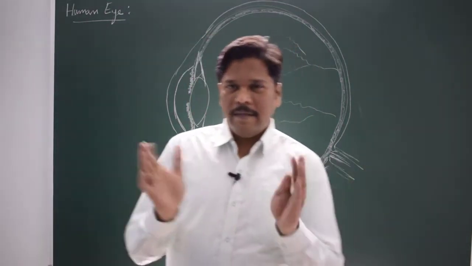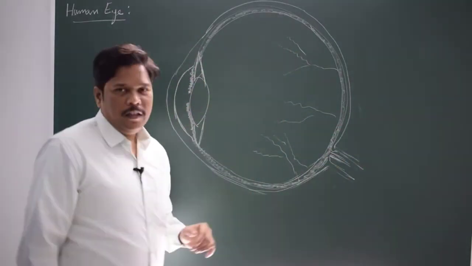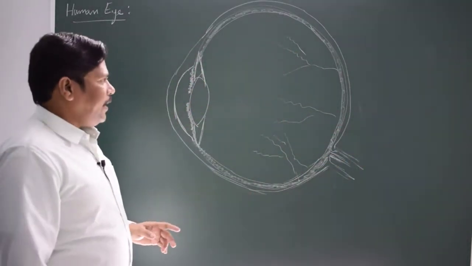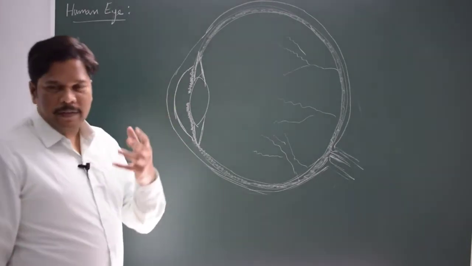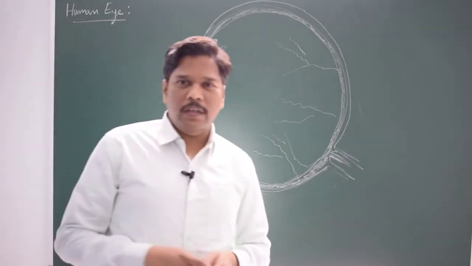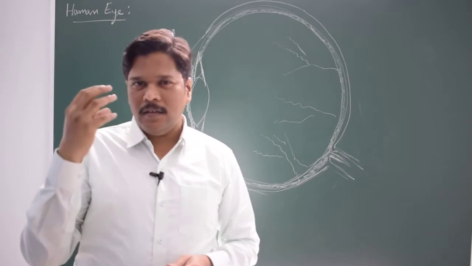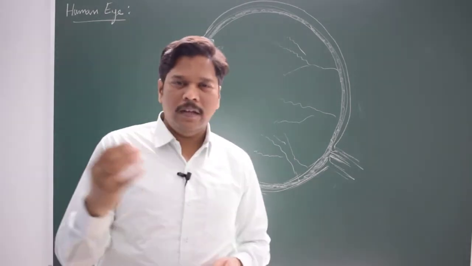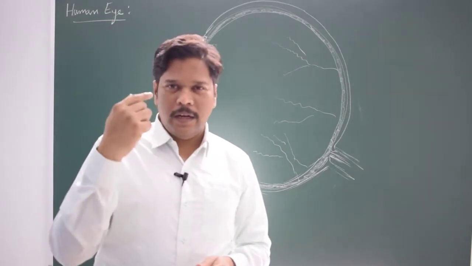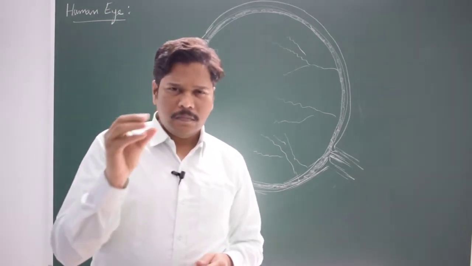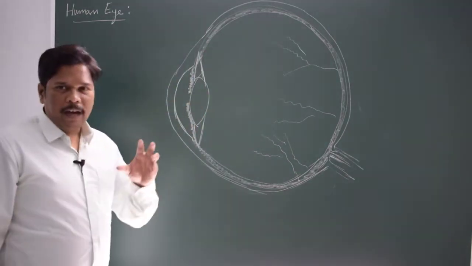So the human eye functions exactly like the camera. I have drawn the human eye here, and I will explain the different parts of the human eye. When we see our eye, we will find two things very easily: the white color part and the middle black color part, it depends on person to person, the round circular one, which we call the iris or the diaphragm. Those two are very noticeable.